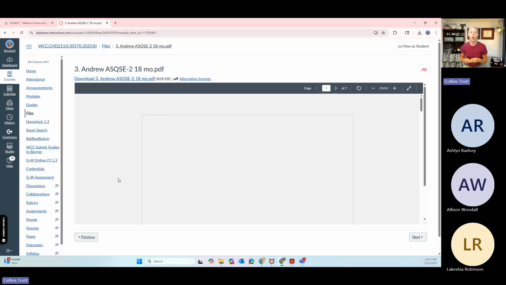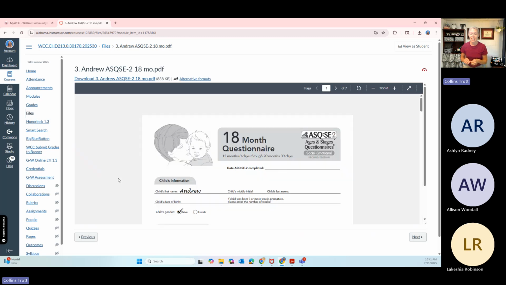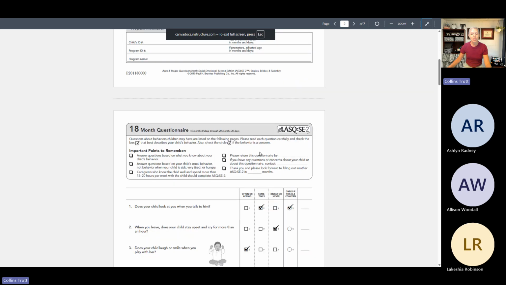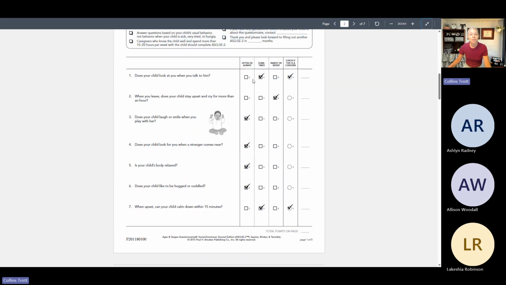So the important thing to know about the ASQ SE is that the scoring is different. If they mark Z, they get 0 points. If they mark V, they get 5 points. And if they mark X, they get 10 points. And again, it gets a little bit tricky because, let's take a look at this, Z, V, and X are not always in the same order. So you really need to pay attention as you are scoring each column.